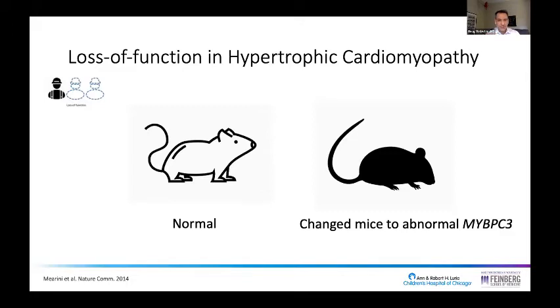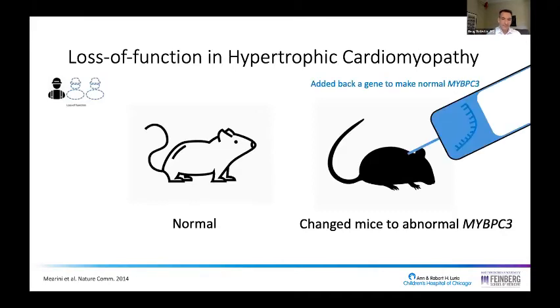And so this is a study from 2014 in mice. There were normal mice, and then they made a set of mice where they had changed them so that they had abnormal MYBPC3. And those mice with abnormal MYBPC3 made a heart that was affected by hypertrophic cardiomyopathy. So in other words, when they took away the normal MYBPC3, the mice developed hypertrophic cardiomyopathy. And then they added a gene back in to make normal MYBPC3. So first they took away the normal MYBPC3, and then they added it back in.